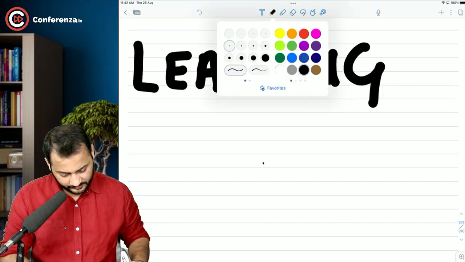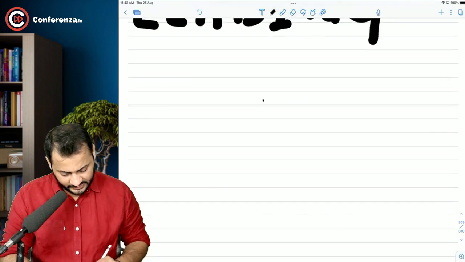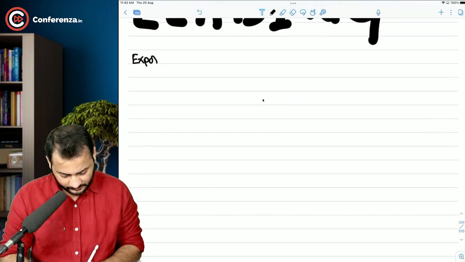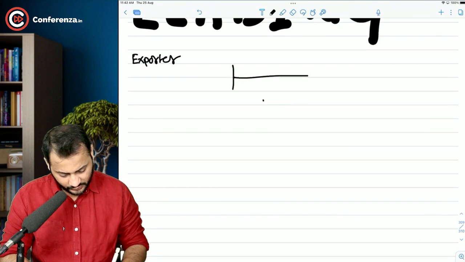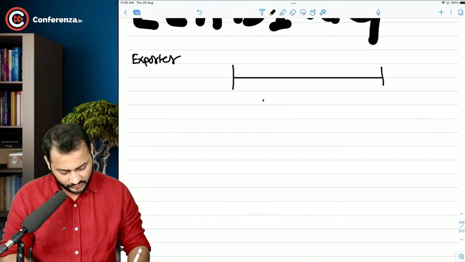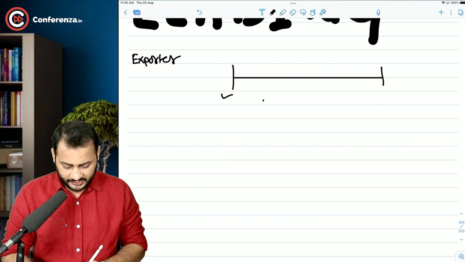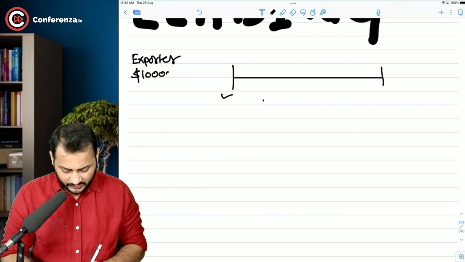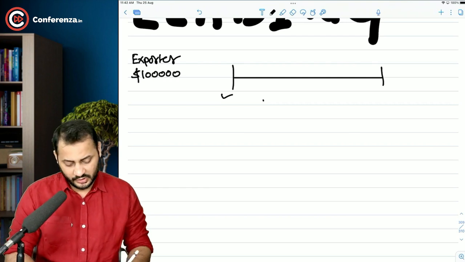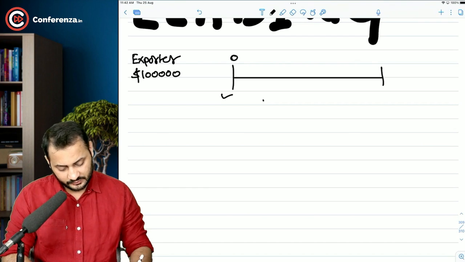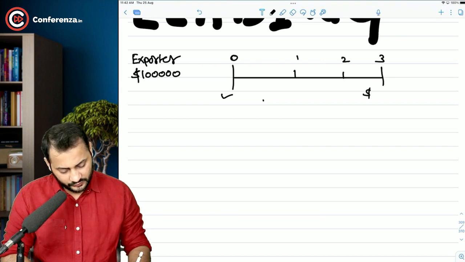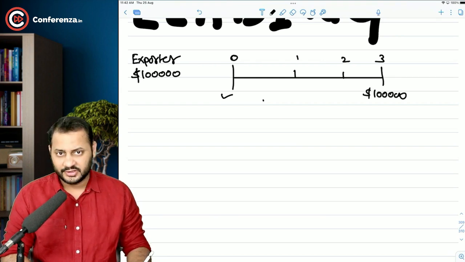Now understand, let's say you are an exporter. You might have sold the goods on this date, and let's say you have an invoice of $1 lakh that you are about to receive after 6 months, or let's say after 3 months. So you will receive $1 lakh on this date.